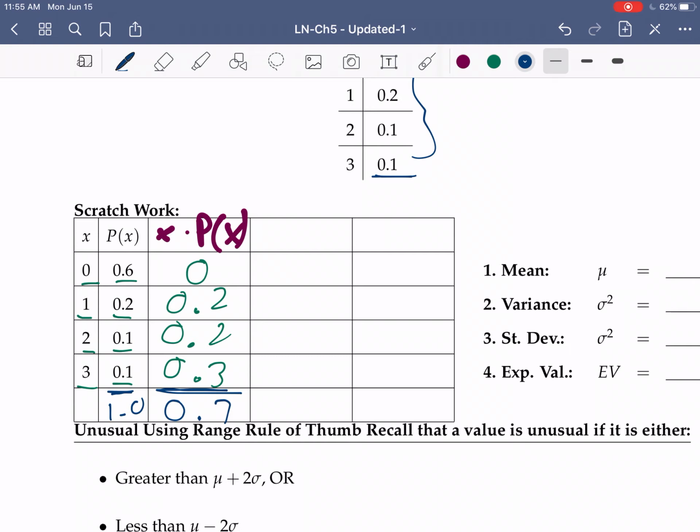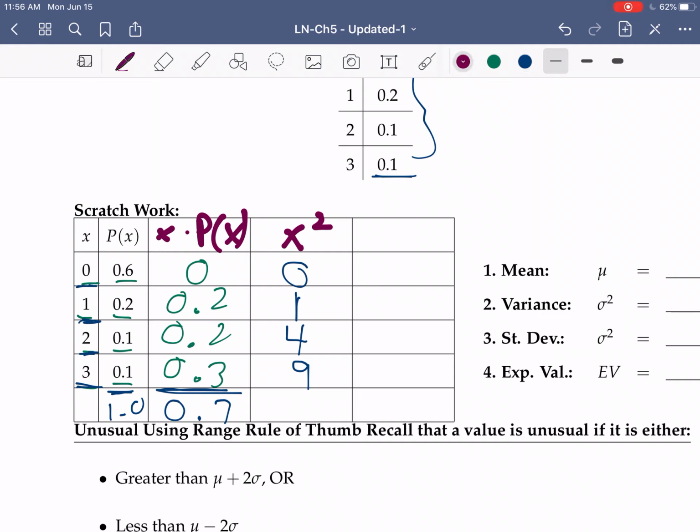So we have our x times p of x column. The next column over, I'm going to have an x squared column. So I'm going to take each of the individual x values, and I'm going to square them. So 0 squared is 0. 1 squared is still 1. 2 squared is 4. And 3 squared is 9. I'm not going to add up this column. I won't need that information anywhere. So I'm going to just leave that.